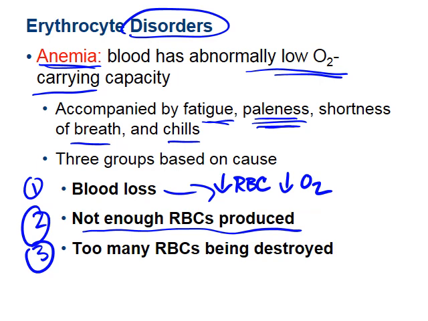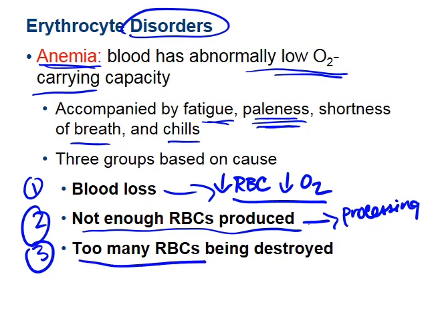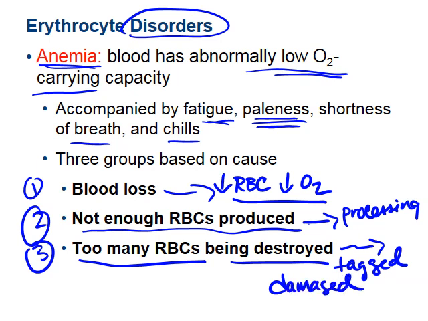Two, not enough red blood cells produced. So this could be something's wrong with the processing, right? Something's wrong with your production of red blood cells. Same thing, low red blood cells, low oxygen. Three, too many red blood cells are being destroyed. You could have this as well, that through that destruction process, too many of them are being tagged, or maybe they're damaged. Maybe they get damaged more quickly, and they're being processed through that pathway of breaking down and either excreting or reabsorbing, and you're just not able to make new red blood cells fast enough.